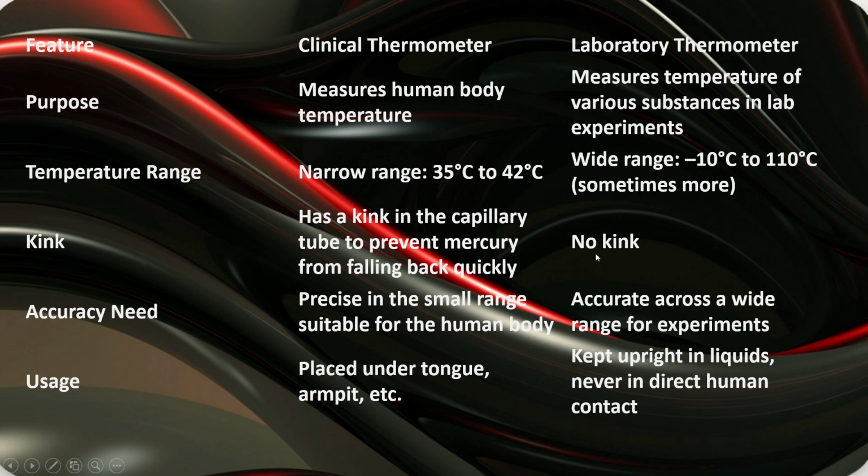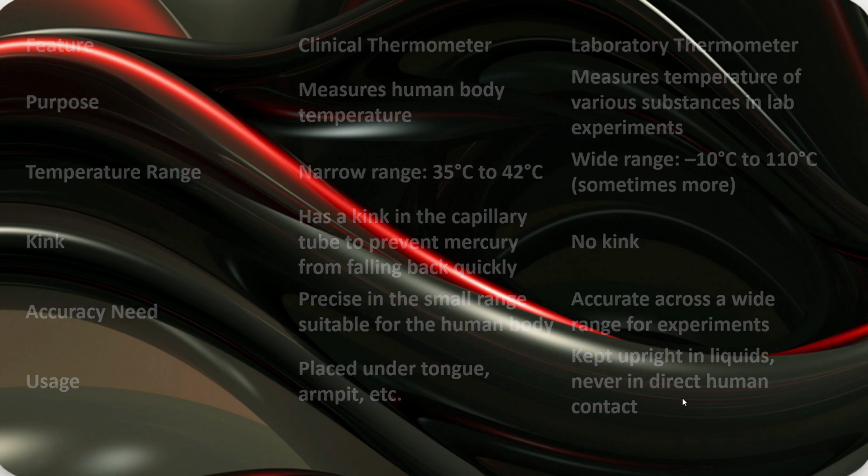In the laboratory thermometer, no kink. Accuracy need: the clinical thermometer is accurate in a small range suitable for the human body. The laboratory thermometer is accurate across a wide range for experiments. Usage: the clinical thermometer is placed under the tongue, armpit, etc. The laboratory thermometer is kept upright in liquids, never in direct human contact.